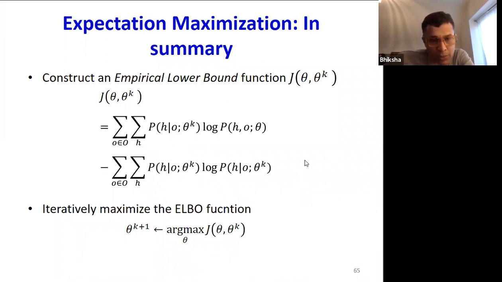But here is what the elbow function looks like for expectation maximization. Remember, our complete data are the union of the missing components H and the observed components O.